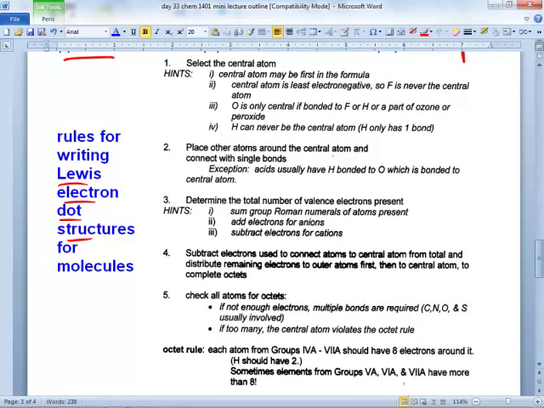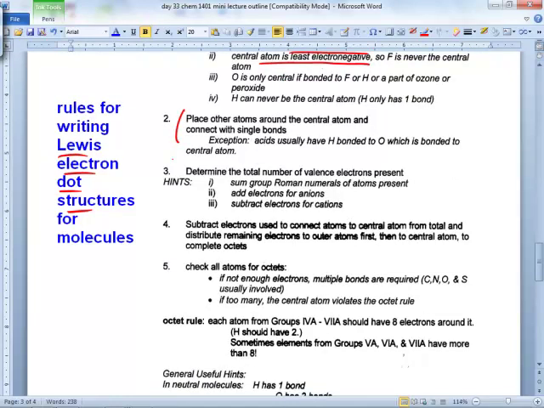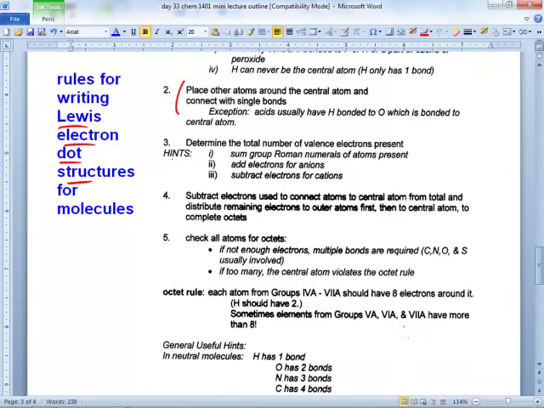The main points are, first you've got to pick what atom you're going to put in the middle. Usually, almost every time, it's the first one in the formula, like CO2. Well, C's in the middle, right? But really, the best answer is the least electronegative element. Whatever element is the least electronegative, that's what you put in the middle. And then you put everything else around that atom in the middle. Now you've got your atom in the middle and all these elements surrounding it.